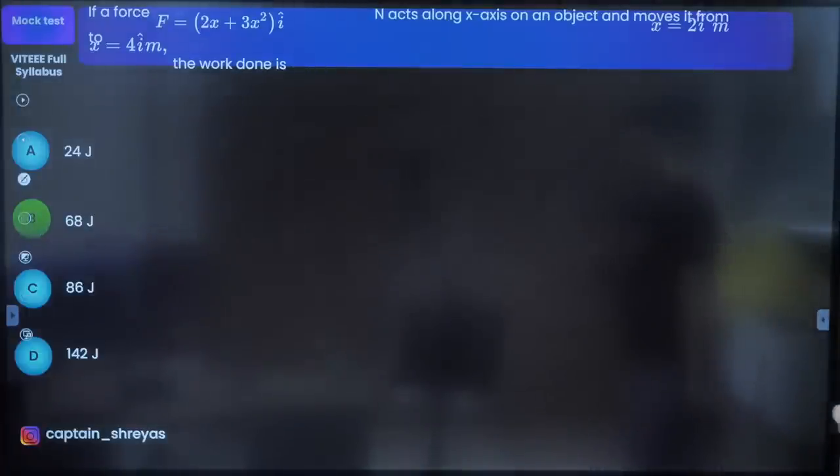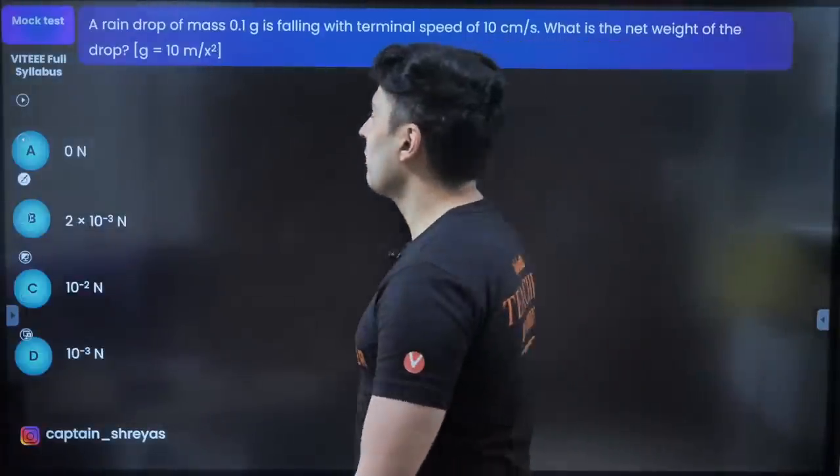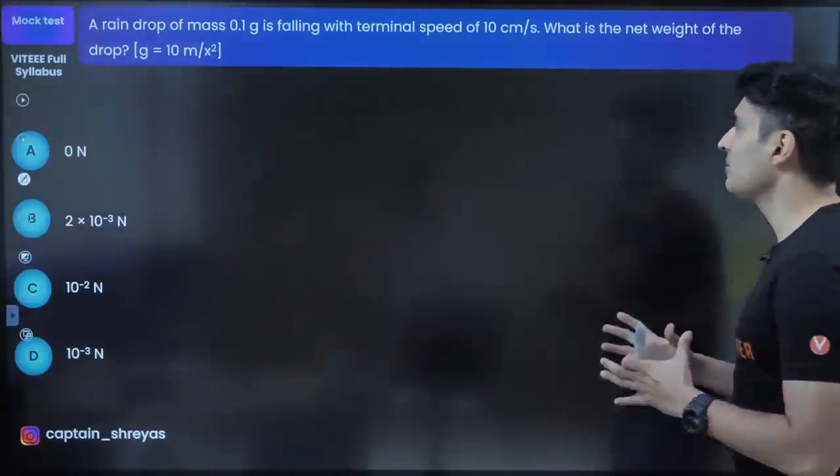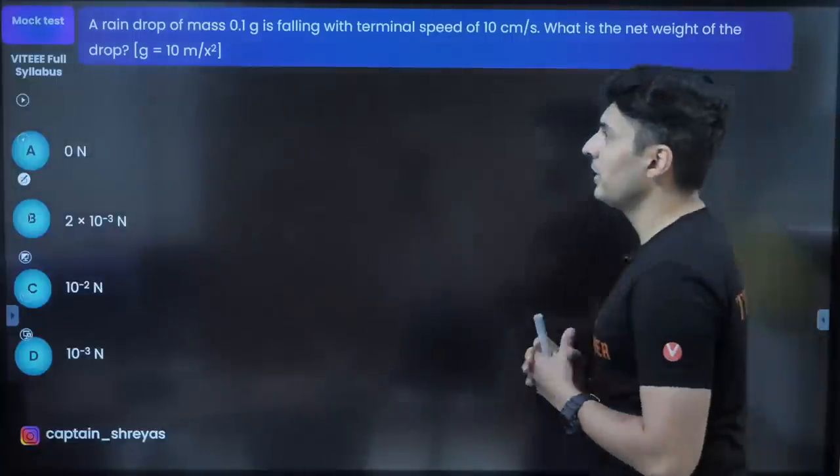Okay, moving on to the next question, coming up on your screen. A raindrop of this much mass is falling with terminal speed this much. What is the net weight of the drop?